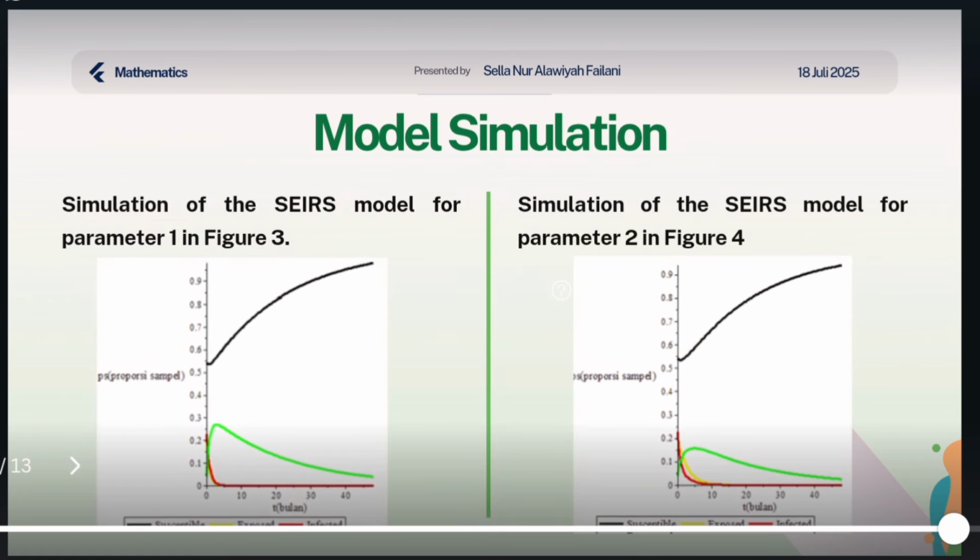And this is the picture simulation of the SEIR model for parameter 1 and parameter 2.